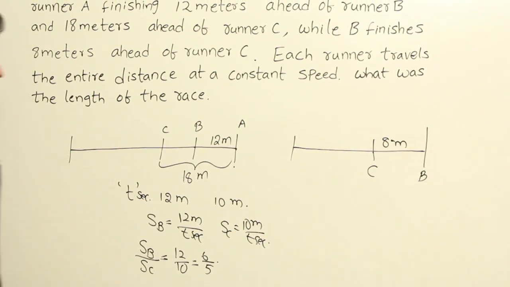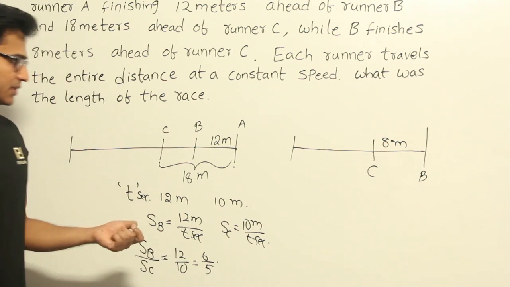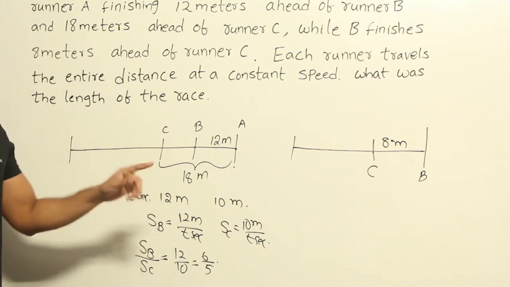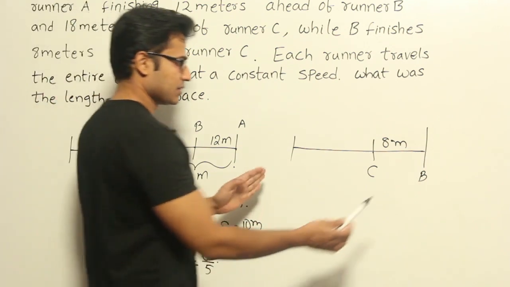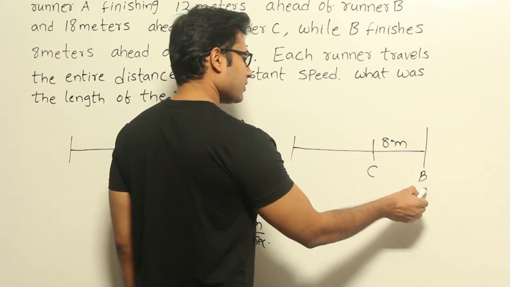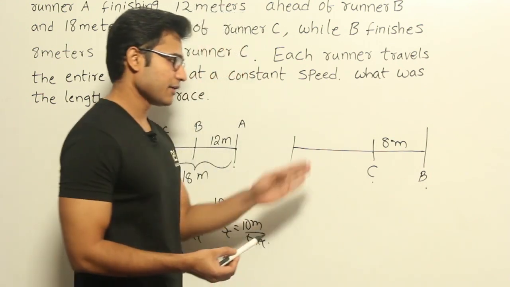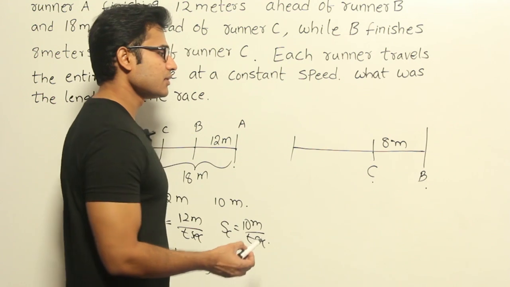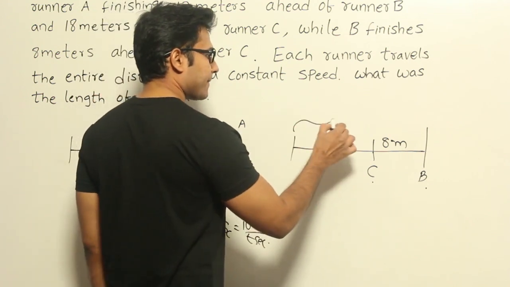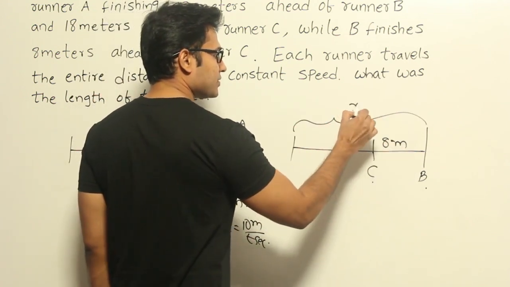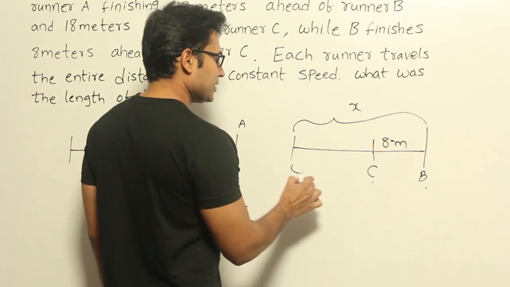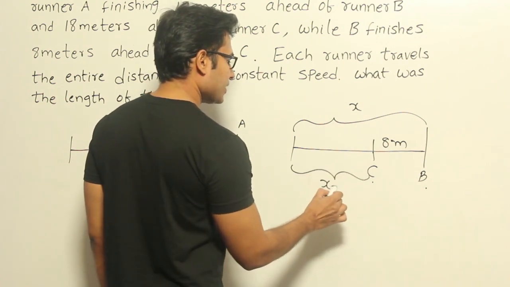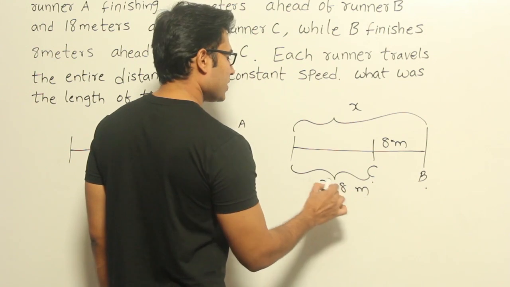Right? Okay, now using that ratio of the speeds, we can do the next calculation. Now look at this scenario. Now B has finished the race and C is lagging him by 8 meters. So what does it mean? By the time B finished this x meters, C is able to finish x minus 8 meters.